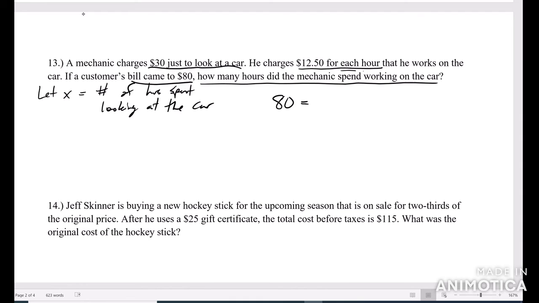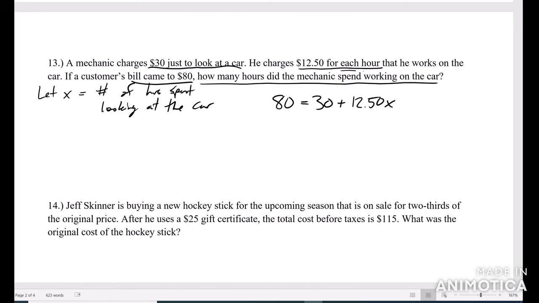So they charge $30 regardless of whether they spend 5 minutes or 5 hours dealing with the car. Then on top of that, so we're adding, there's an additional $12.50 times the number of hours, which we have said we're going to let x represent.